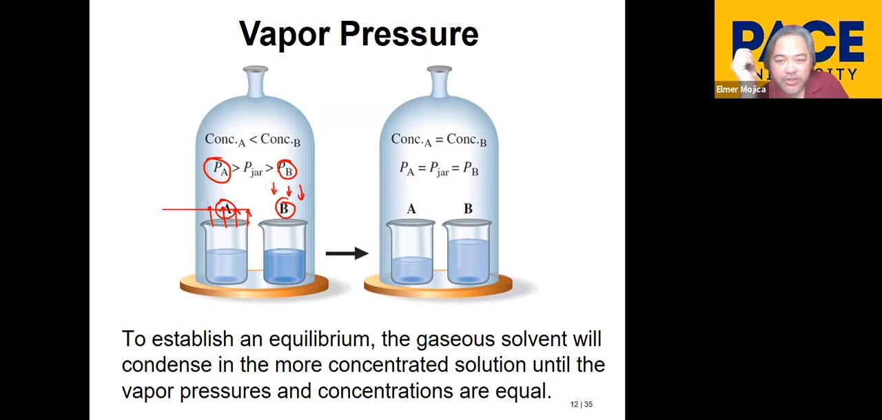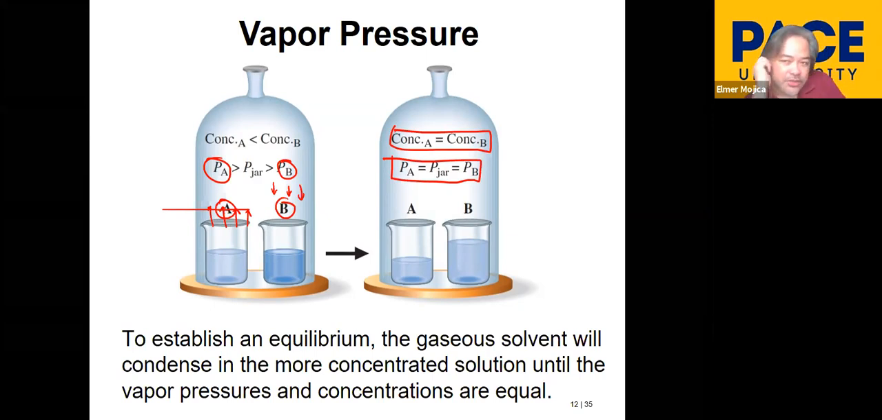And they will only stop once they establish this, what we call equilibrium. You will see that the volume of the A here is less compared to the one that's B. But when they have already established the equilibrium, the pressure will now be the same and the concentration will now be the same. Okay?